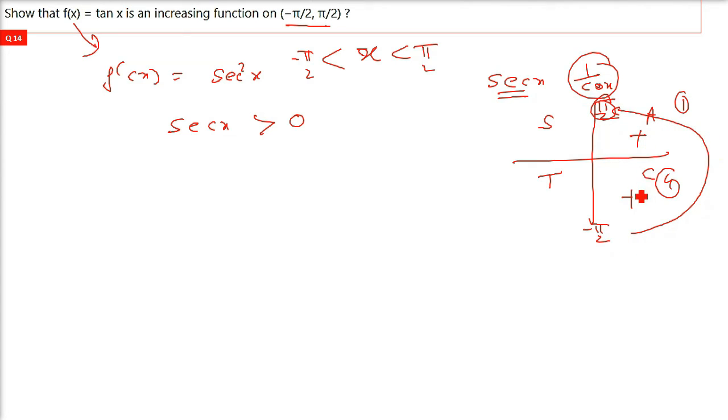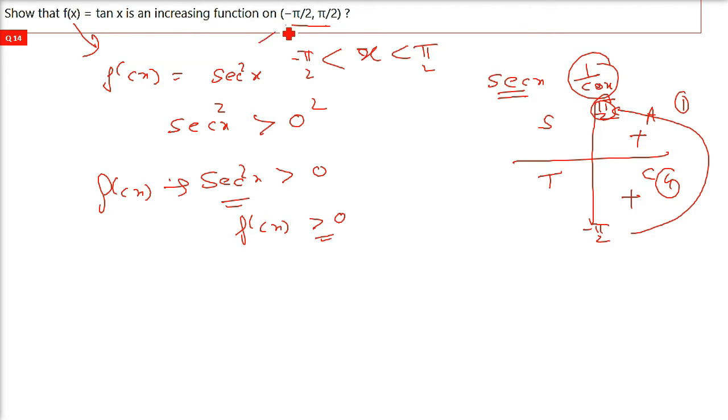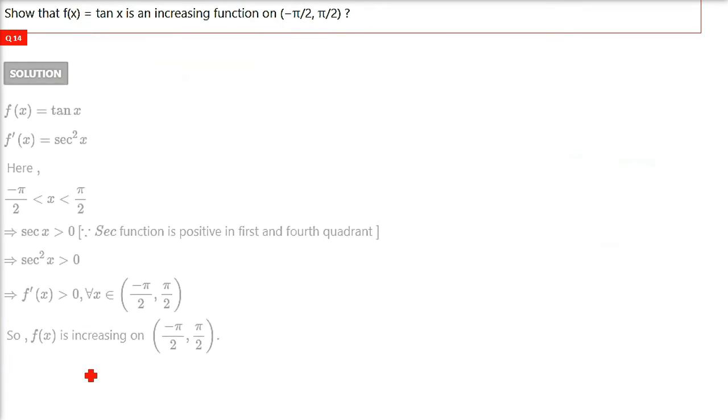In this interval, if we apply the trigonometry add sugar to coffee scenario, it is going to be positive. If you square both sides, it's going to be sec square x, which is greater than 0. So you have f dash x, sec square x, which is greater than 0. So f dash x is greater than 0. That means this function is increasing on negative pi by 2 to pi by 2. This is the result which you have to write, and use the diagram also.